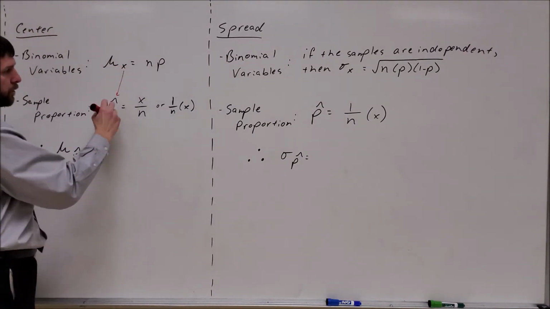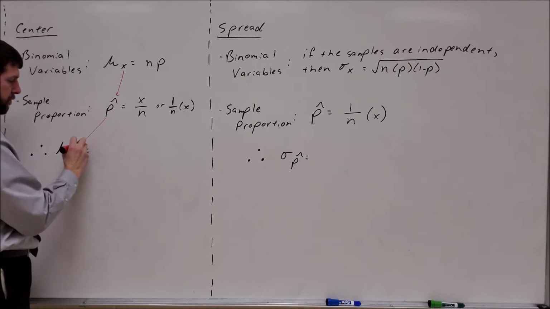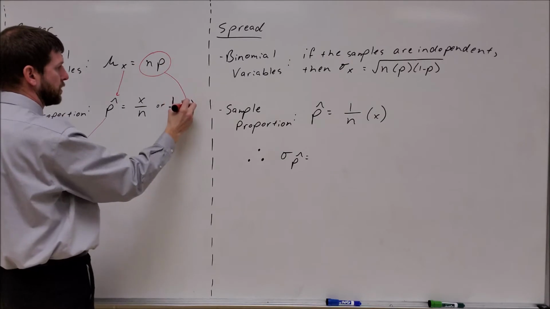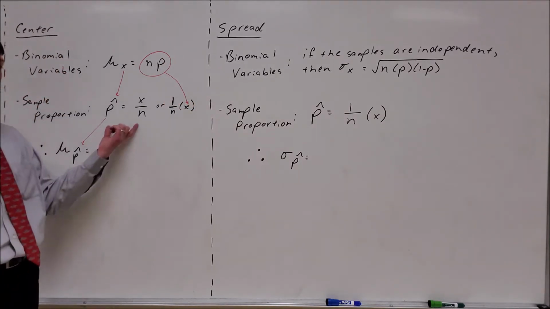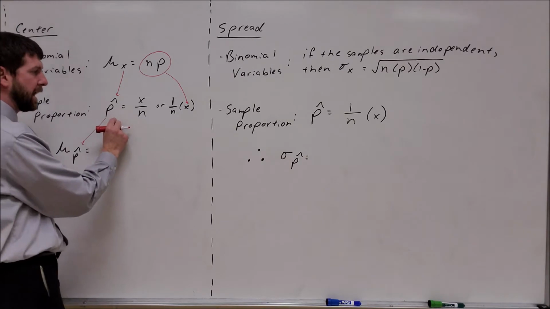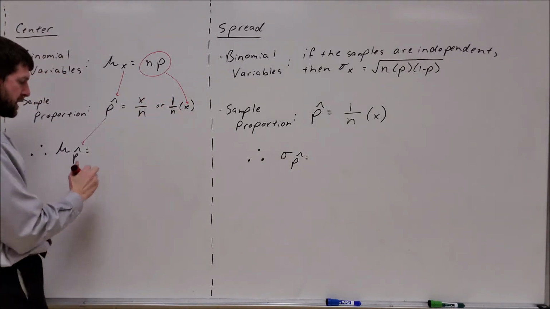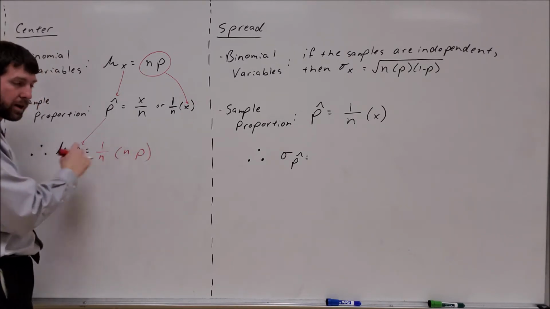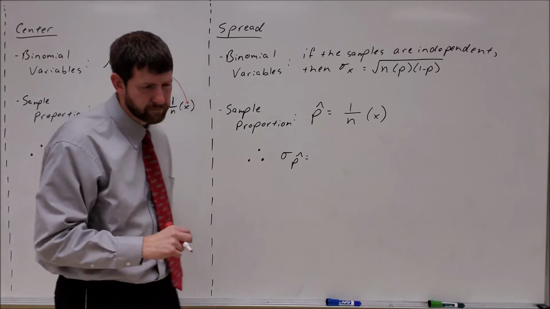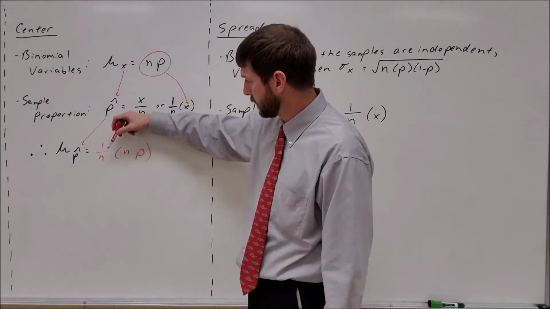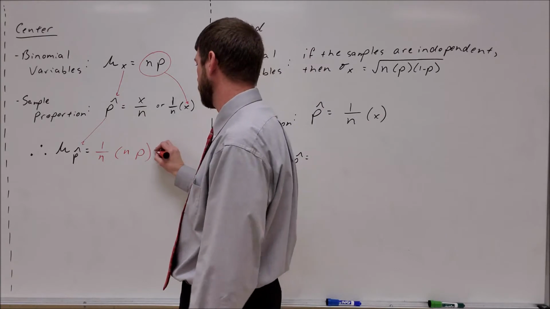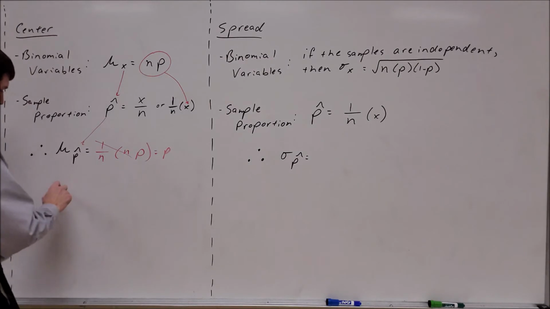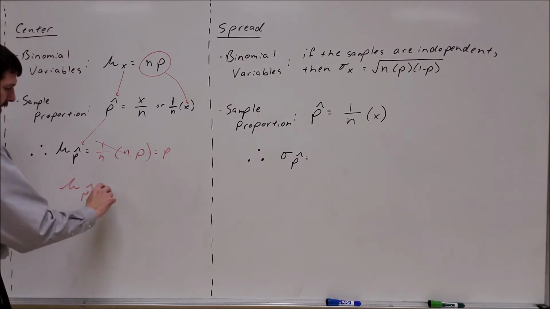Instead of working with mu of x, I'm working with mu of p hat, so all I have to do is substitute what x is equal to in for x in my p hat. Instead of p hat being 1 over n times x, p hat is 1 over n times np, your expected value right there. Now you do a little arithmetic. 1 over n times n, we notice that cancels out, so we are left with p. What we end up with is mu of p hat equals p.